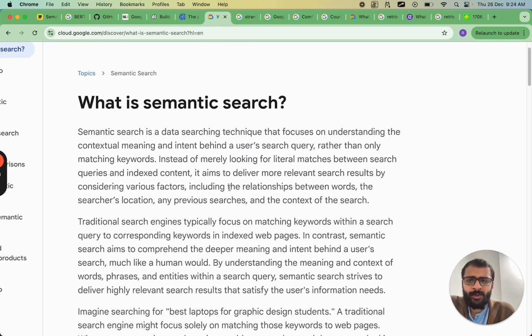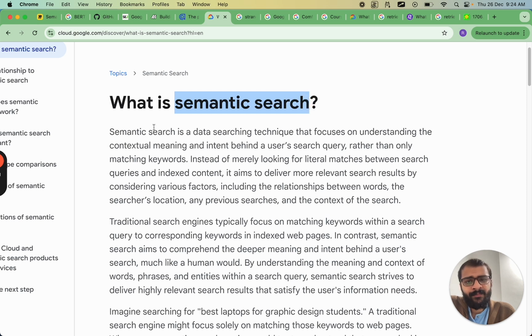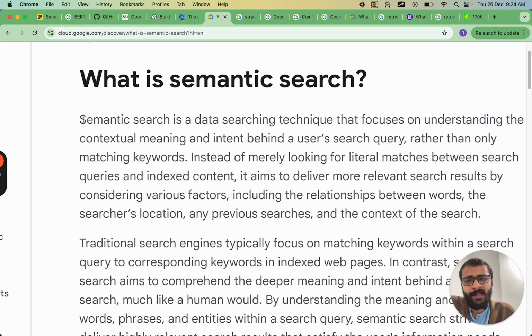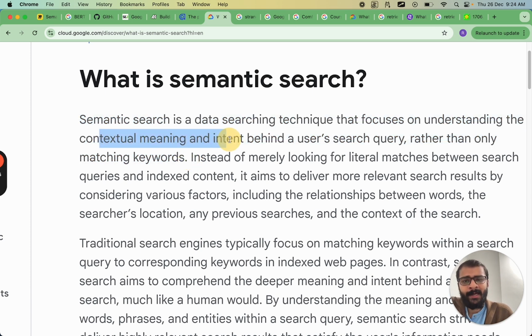Another thing which I want to share is that Google themselves release blog articles or blog posts related to important topics. So here is a topic on what is semantic search. Semantic search is a data searching technique that focuses on understanding the contextual meaning and intent behind a user's search query rather than only matching keywords. That's the most important. The two words here, contextual meaning and intent, those describe semantic search really.